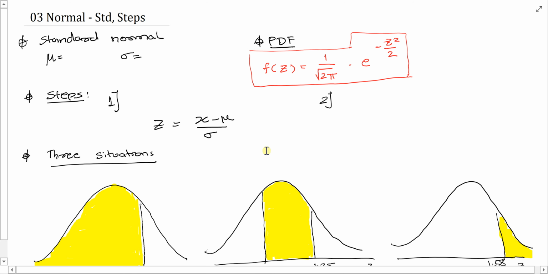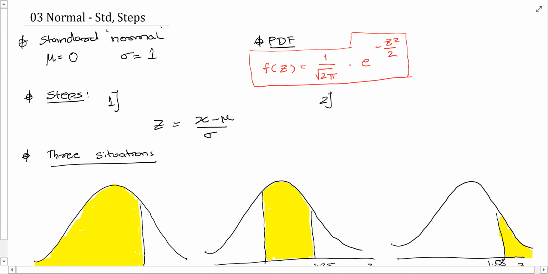In this video, we'd like to understand a special distribution which is part of normal distribution known as the standard normal distribution, and understand some of the steps that one has to take to figure out a solution to a given problem. So the standard normal distribution is a distribution which has zero mean, it's centered at zero, and the standard deviation is 1.